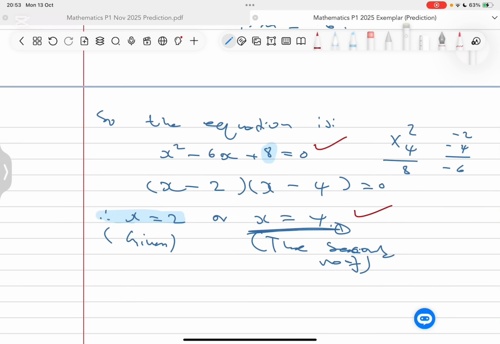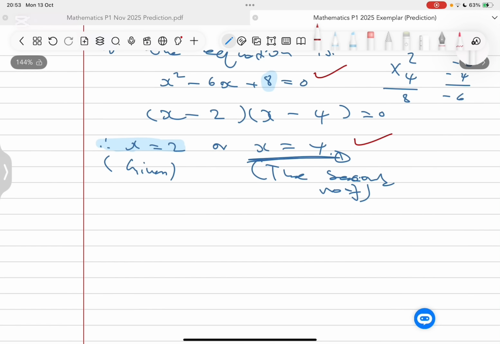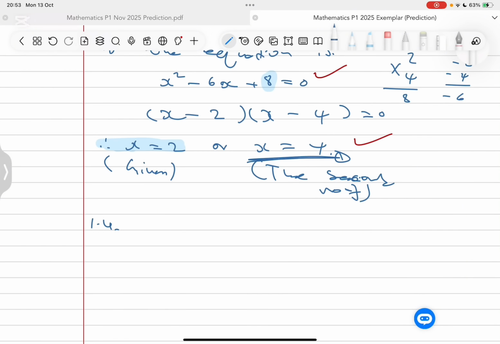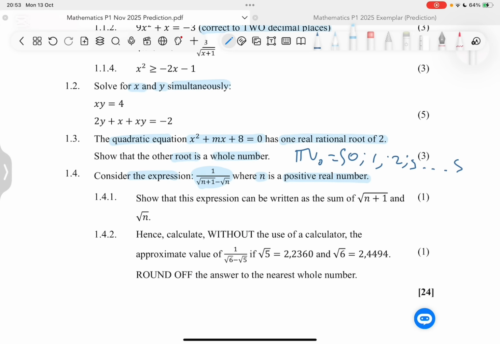Question 1.4 says to us, consider the expression 1 over the root of x plus 1 minus the root of n. Then they say here n is a positive real number. So now we are given, remember when they say consider, they really mean that look at what we have given you and try to make sense out of it, analyze it. And we're saying here that n is a positive real number.